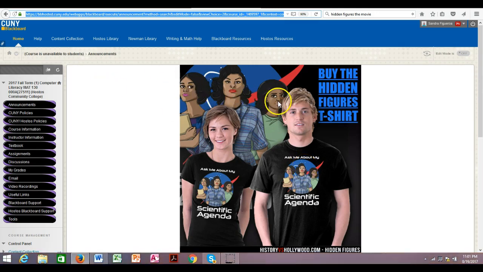And the three women who are depicted, based on a true story, and I like the fact that it asked me about my scientific agenda so that we think in terms, ladies and gentlemen, that we are looking at math, even though it's not pure math. We'll be looking at some quantitative reasoning and some quantitative literacy to remind us that this is a computer literacy class and that computers are also based in math. So just wanted to let you know.